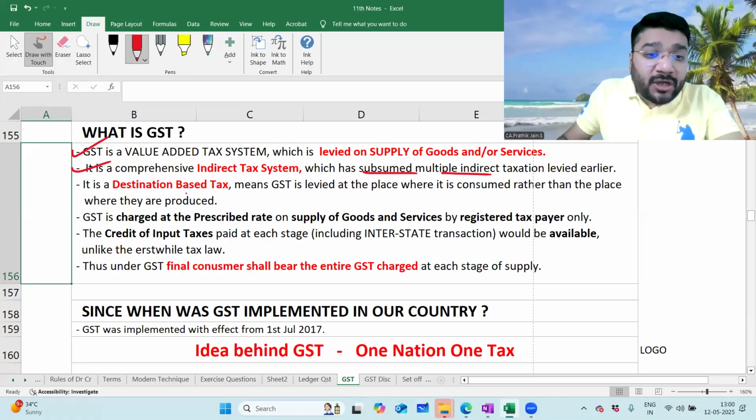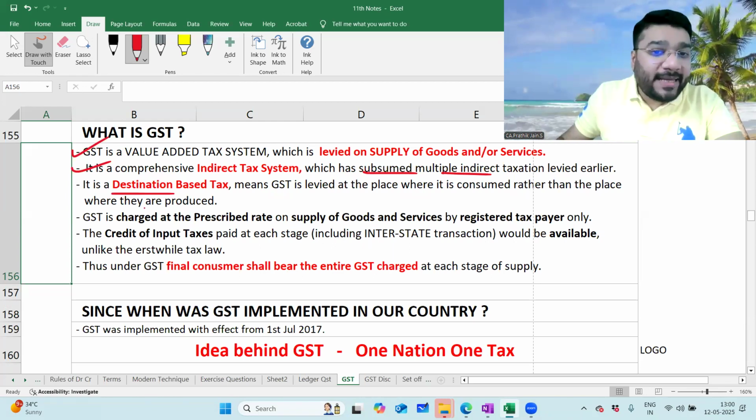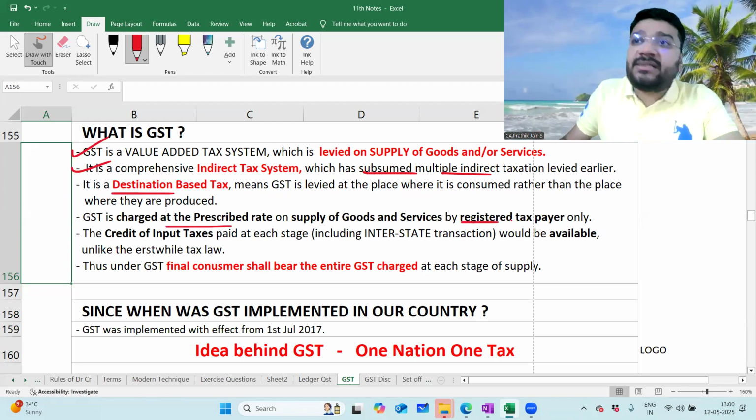Yes. Destination based tax, I told you, you will understand only in the intermediate level. Now I can't explain. Next, prescribed rate is explained. Registered taxpayer is explained. What is the credit of input tax?